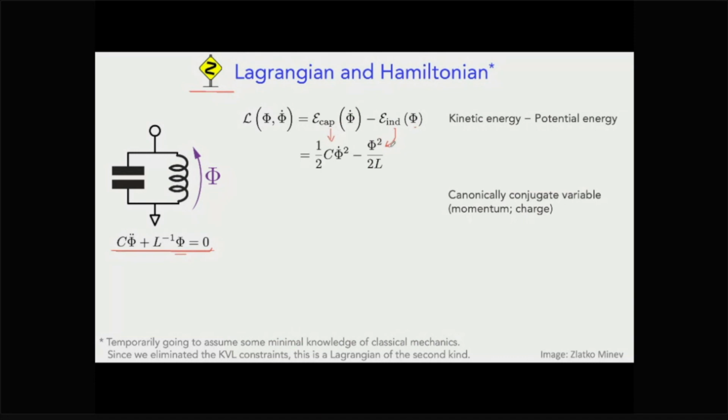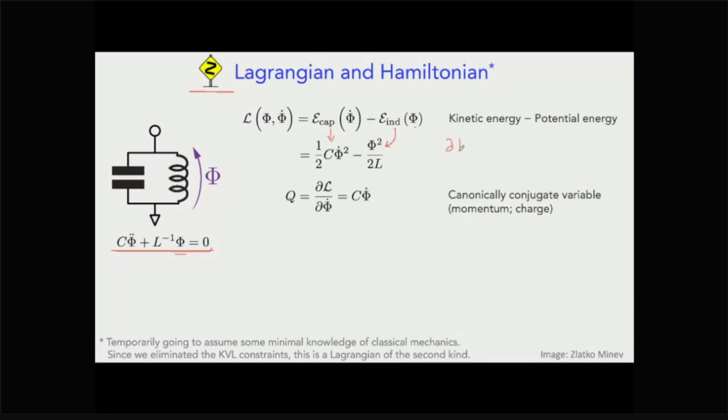Now the next step in going from a circuit to a Hamiltonian is to identify the so-called momentum, or in the language of circuits, the charge. The charge here will play the role of momentum because I've chosen the magnetic flux as my position. In the language of Lagrangian mechanics, this is called a canonically conjugate variable. But I can obtain the charge Q by taking a partial derivative of the Lagrangian with respect to phi dot.